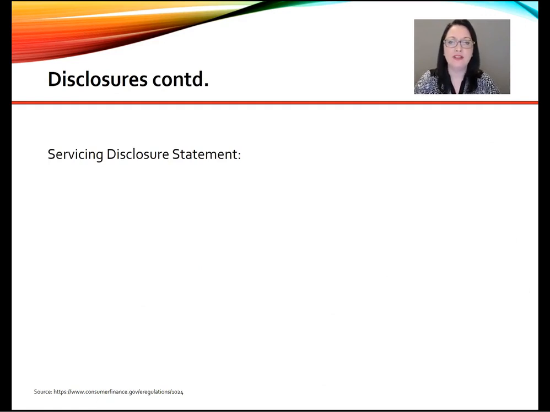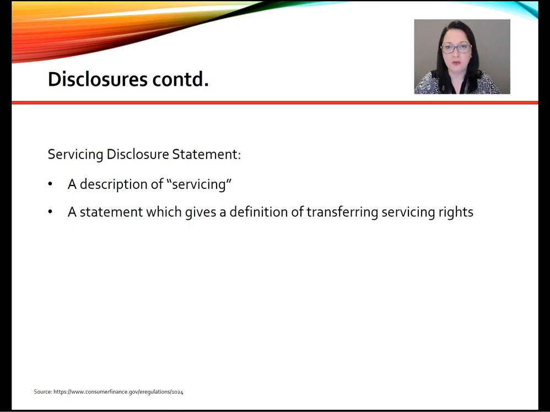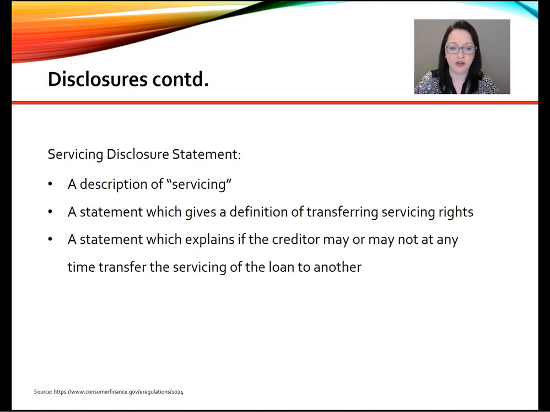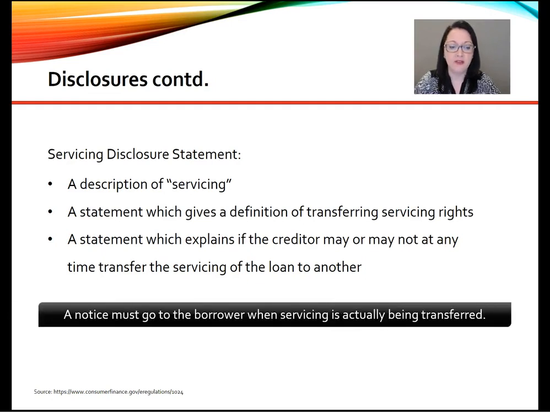Let's talk about the servicing disclosure statement. So this statement must include a description of servicing. So explain to the borrower what servicing means. Also, it must include a statement which gives a definition of transferring servicing rights. So what does it mean to a borrower when one lender transfers servicing rights to another lender? Also, a statement that explains if the creditor may or may not at any time transfer the servicing to another lender. And then finally, of course, a notice must go to the borrower when servicing is actually being transferred.